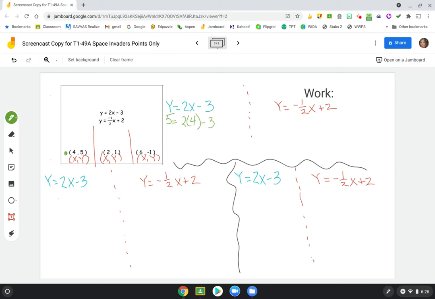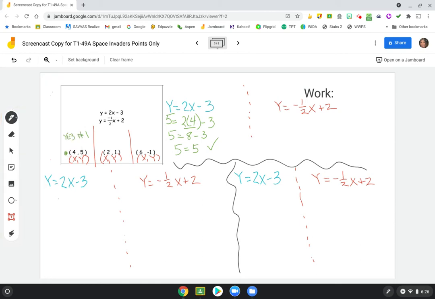When I do the math, I have 5 equals 2 times 4 is 8 minus 3. And if I continue that down, 8 minus 3 is 5. So 5 equals 5. So yes, this point is on line number 1. But it also has to be on line number 2 for it to be the solution to the system.